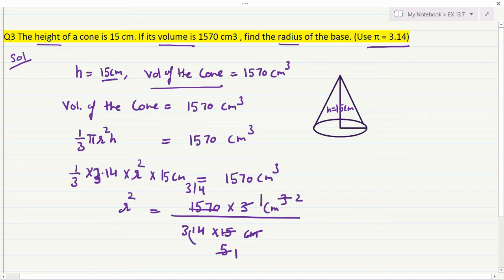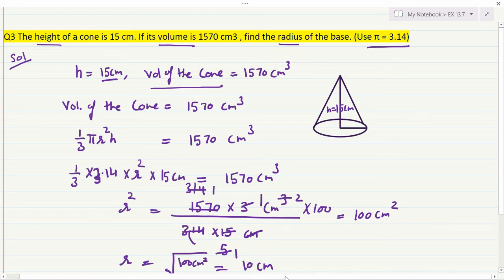Now you can remove this decimal and 100 will come in the numerator. 314 will cancel with 314. So nothing is left here, only 100 centimeter square is left, right? So R would be square root of 100 centimeter square. This would be 10 centimeter. All of you know 100 is a square of 10, right? So r is 10 centimeter. This you have to find out.